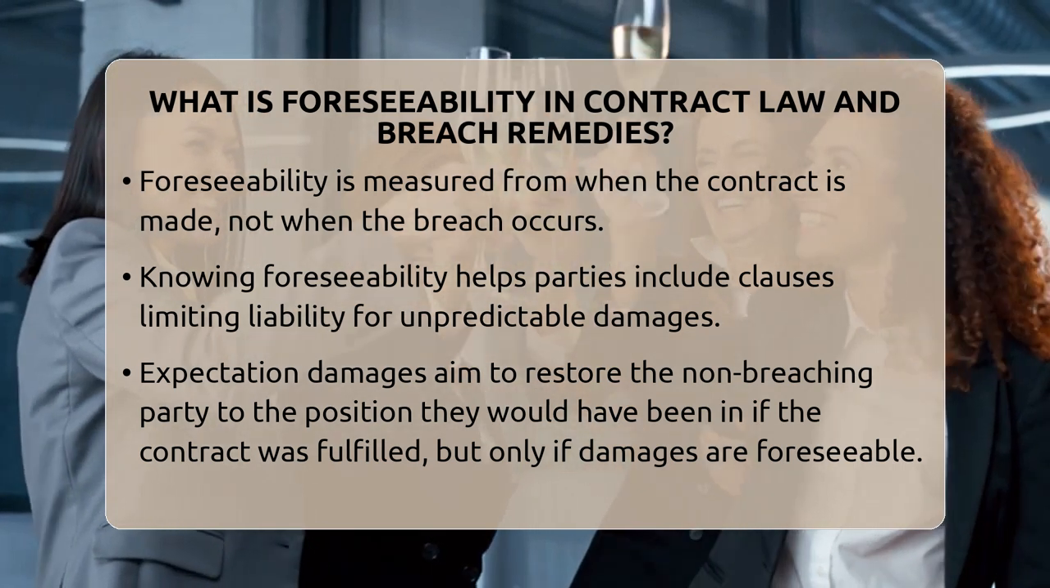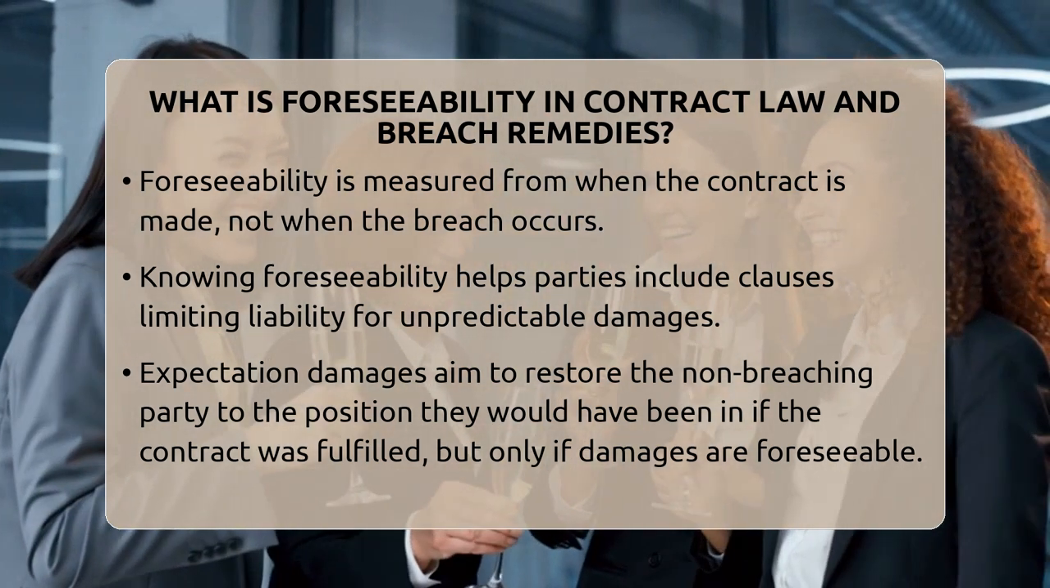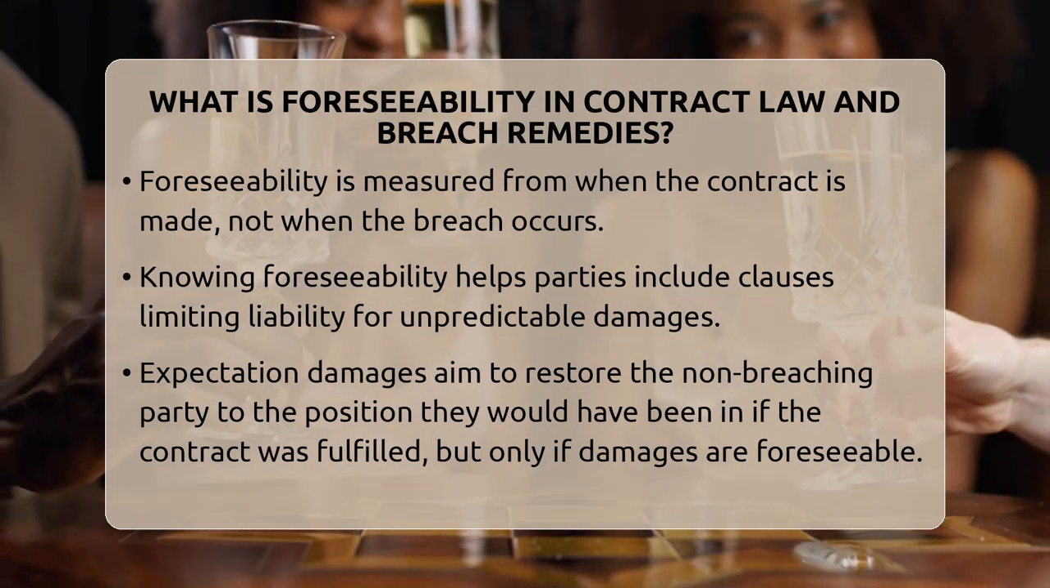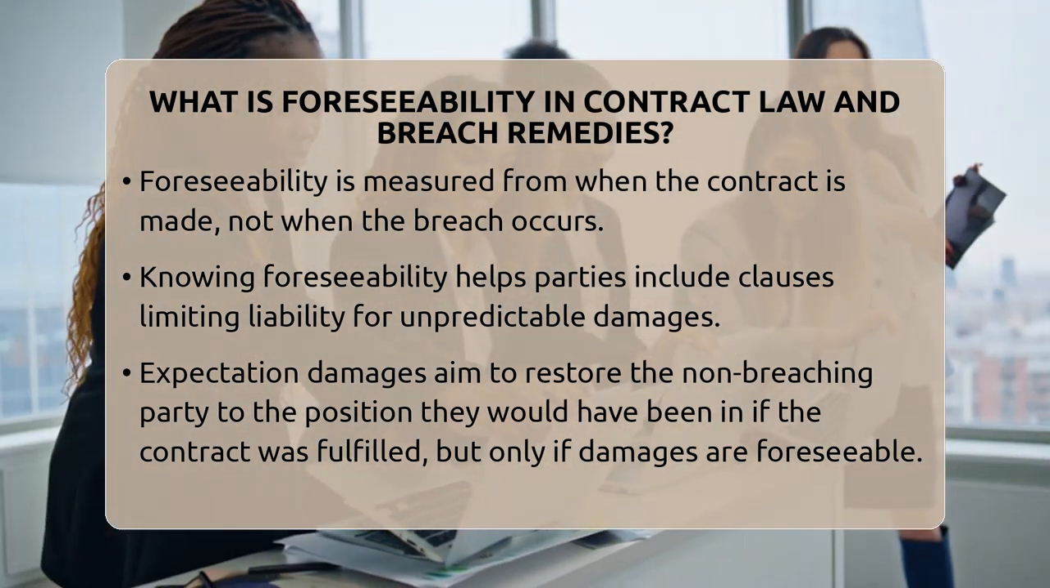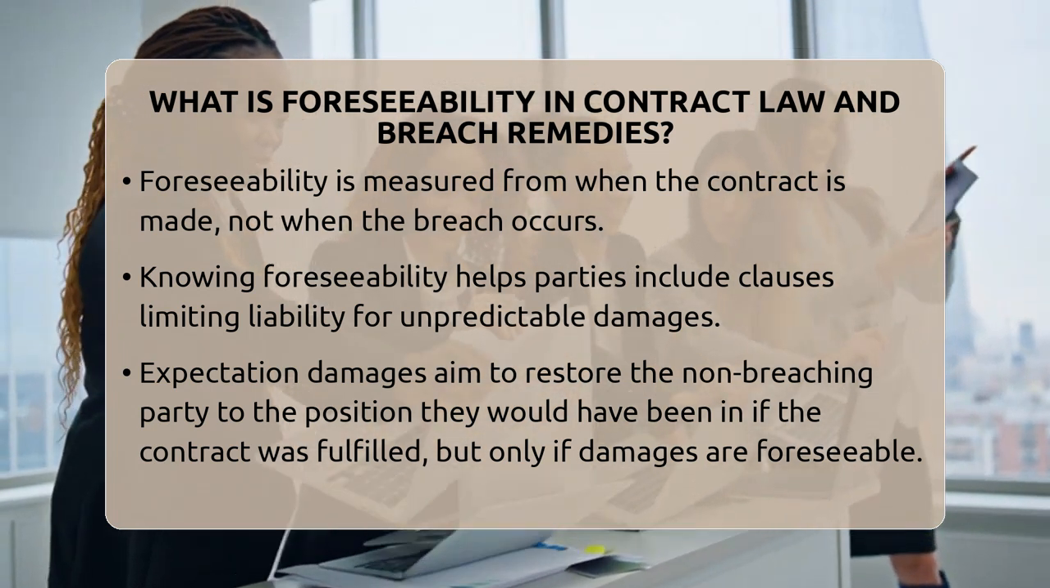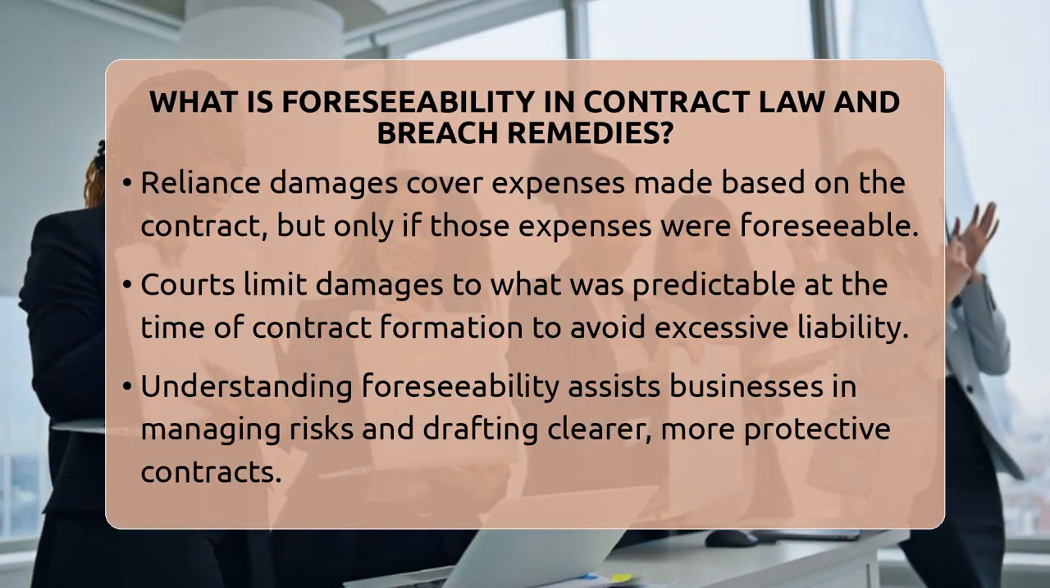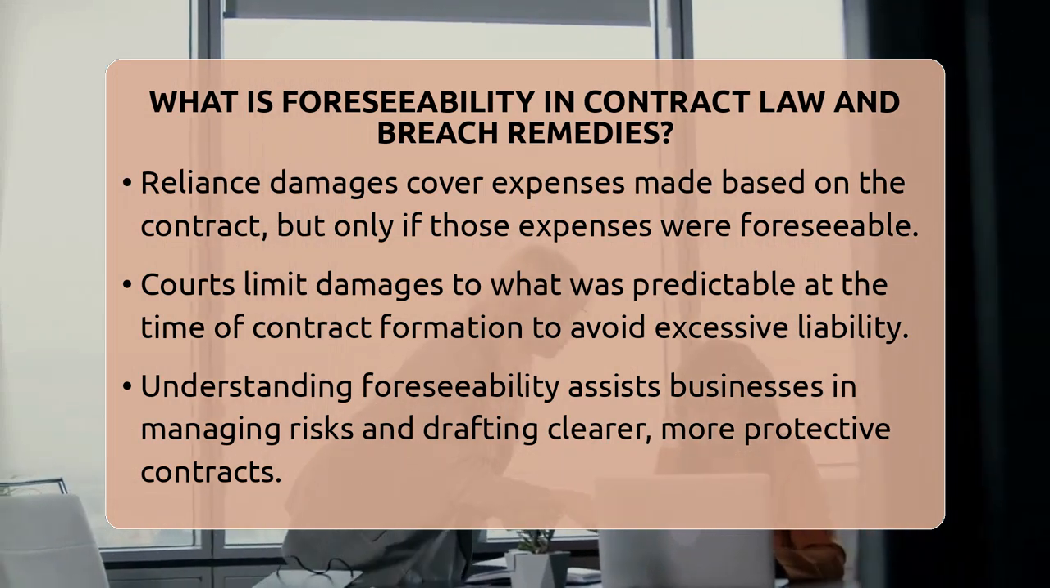When it comes to breach remedies, foreseeability influences what damages are awarded. Expectation damages aim to put the non-breaching party in the position they would have been in if the contract was performed. These damages are only awarded if they are foreseeable.